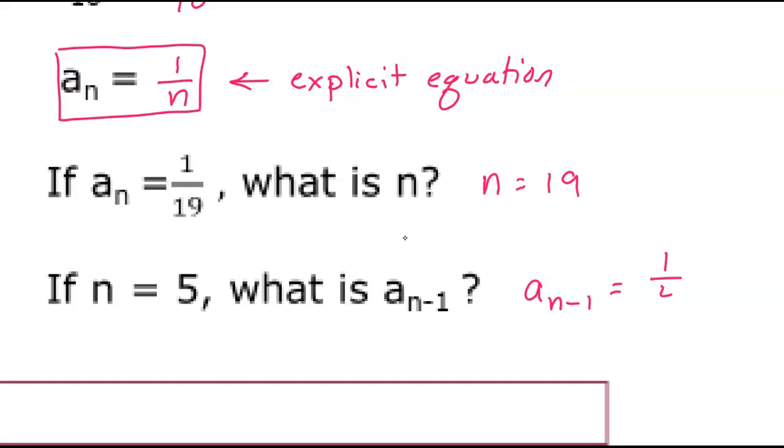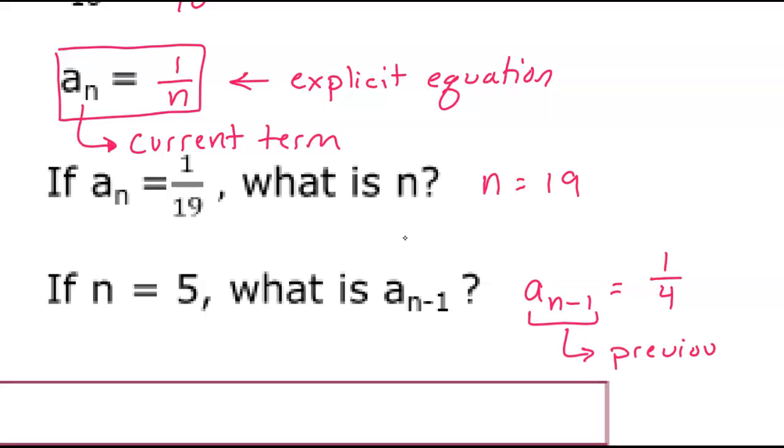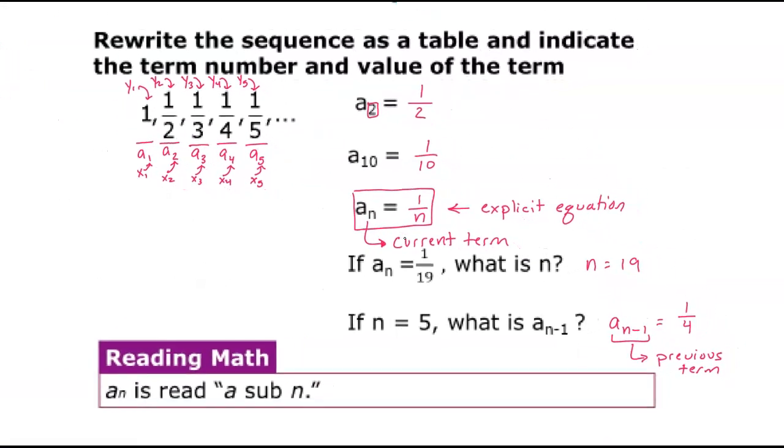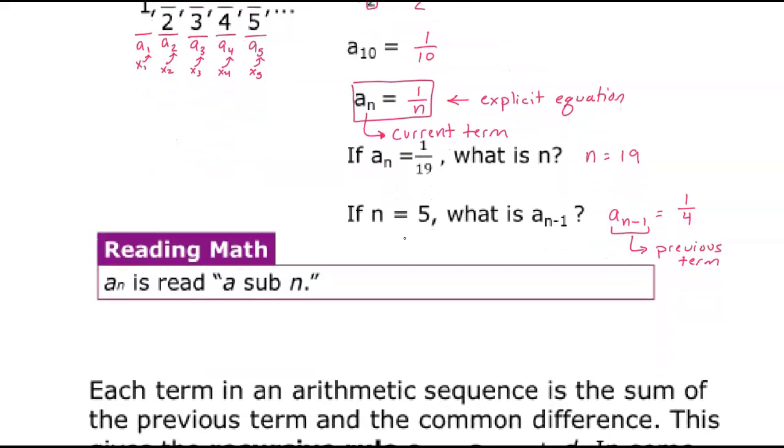And if we have n equals 5, then what is A sub n minus 1? Yes, 1/4. If we call A sub n our term we're trying to find, or current term, what do we call A sub n minus 1? Yes, this is our previous term. This is the term before the term we're trying to find, before our nth term. So all of this is background knowledge, so that we can create these equations.